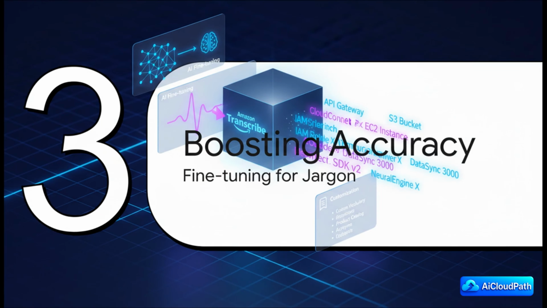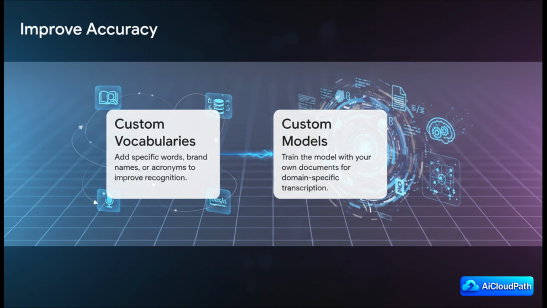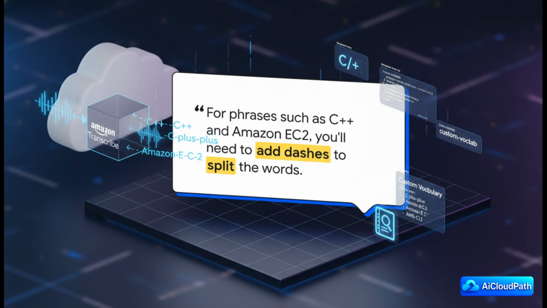Okay, so the standard toolkit is already pretty powerful. But what if your audio has a lot of specific jargon, or product names, or acronyms? Well, let's look at how you can fine-tune this toolkit to really boost its accuracy. You've basically got two main paths you can take here. The first is creating custom vocabularies. This is kind of like giving Transcribe a little cheat sheet for specific words it needs to know. The second, more advanced path is to build custom language models, where you actually train a new AI model using your own industry's documents.